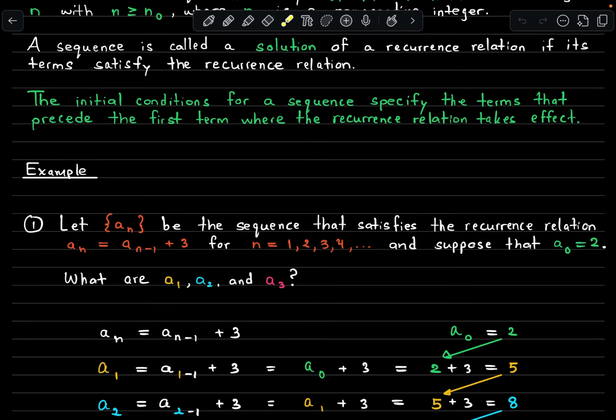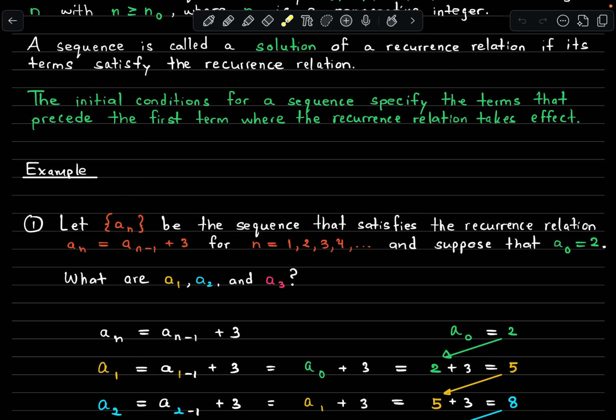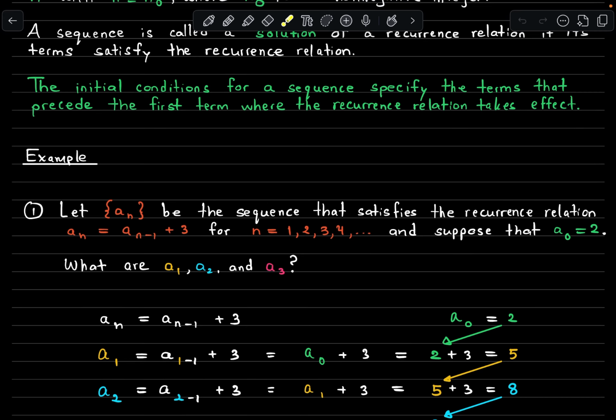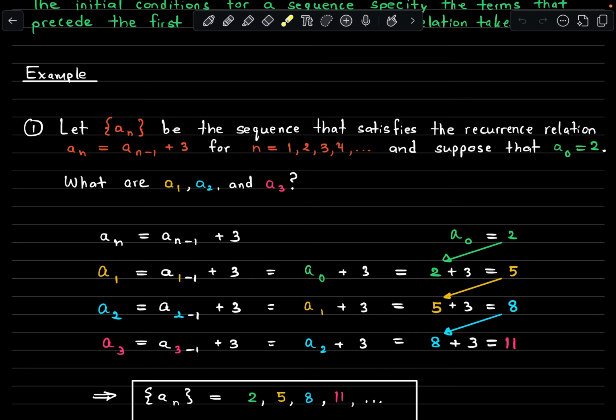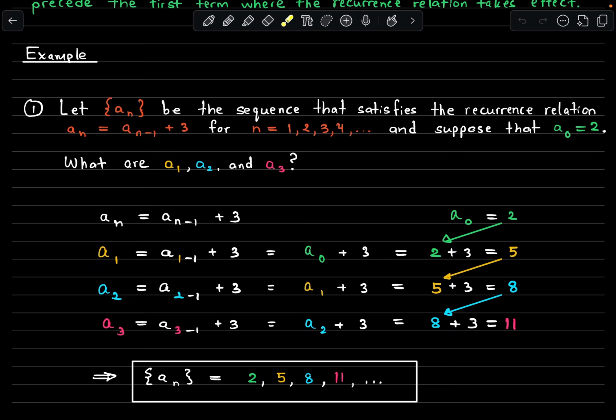Okay, we can do the exact same thing for A sub 2. Well, we need to consider the A sub 2 minus 1 term, which is really just A sub 1. We plug in the 5 that we had just determined for A sub 1, add 3 to it, and we get that A sub 2 is 8. Same procedure. Take that 8 for A sub 2, add 3 to it again, and you'll get that A sub 3 is 11. Okay, so we can expand our sequence out with these new terms that we've discovered: 2, 5, 8, 11, and so on.